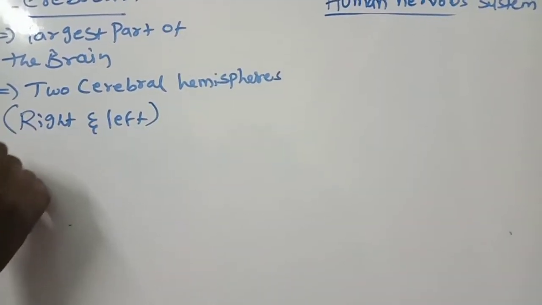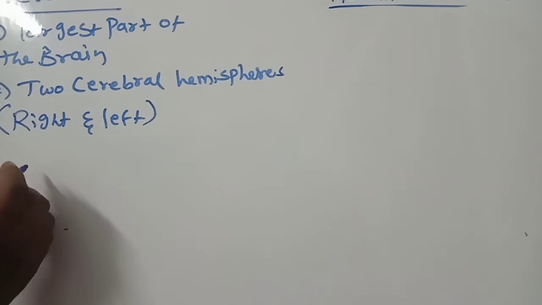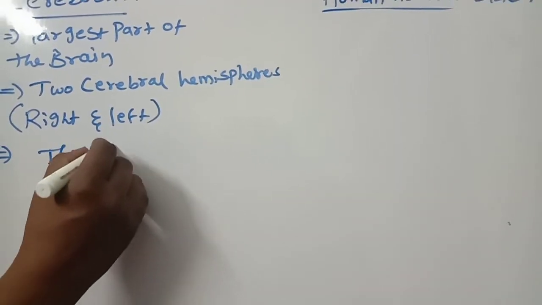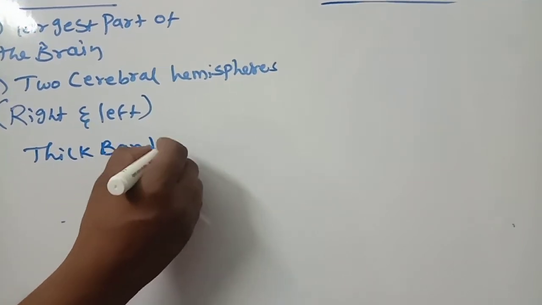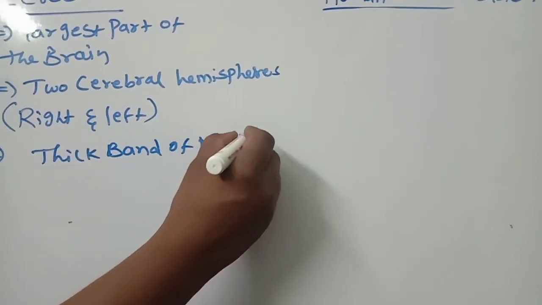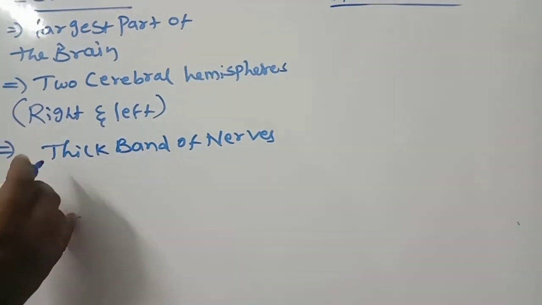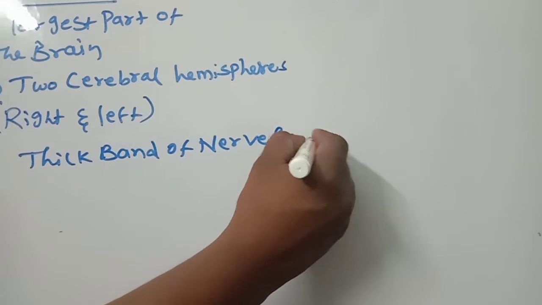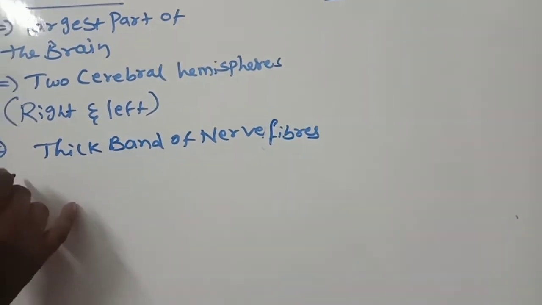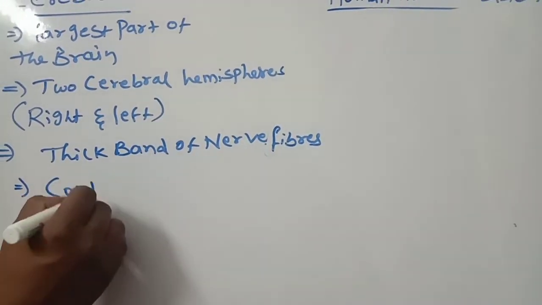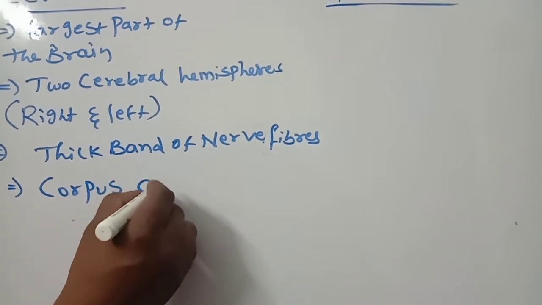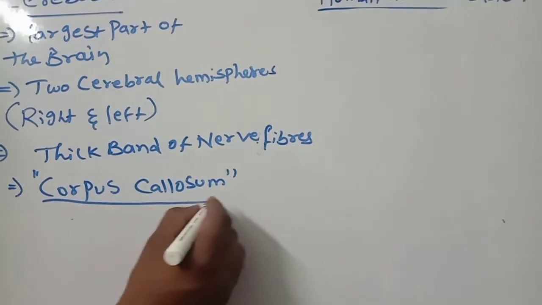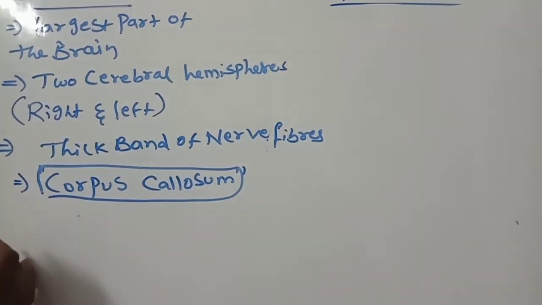These right and left cerebral hemispheres are joined together by a thick band of nerve fibers. What do you call this thick band of nerve fibers? It is called the corpus callosum.